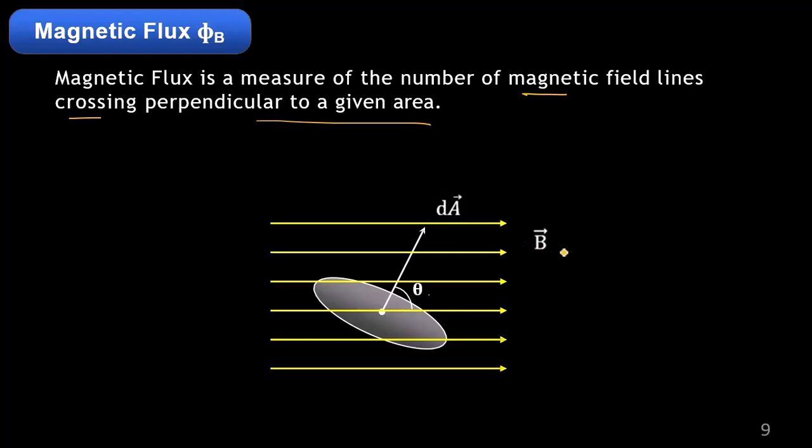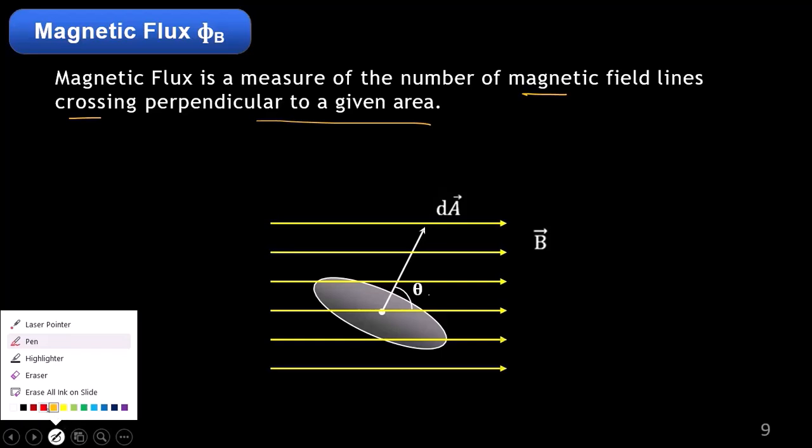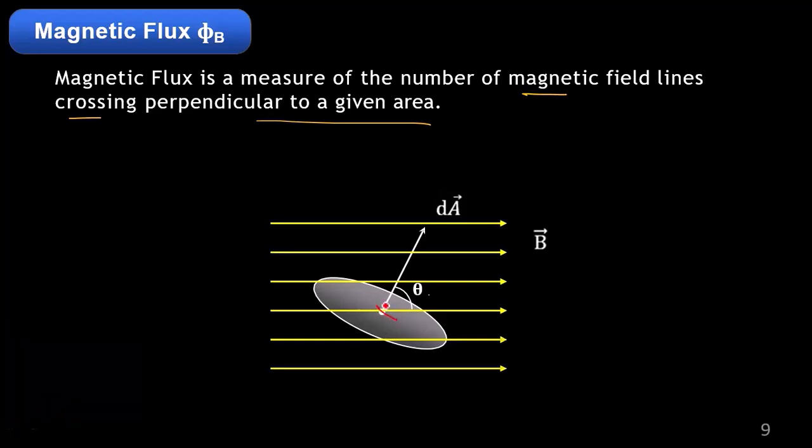That means if B is along the horizontal direction and normal to this surface, the area is measured. The area vector is always perpendicular to the surface, normal to the surface, a 2D area. So the angle between the B vector and the A vector is theta. For this situation, the magnetic flux can be written as follows. For a very small elemental area, I can say d phi B equals B dot dA vector, or I can write B dA cos theta.